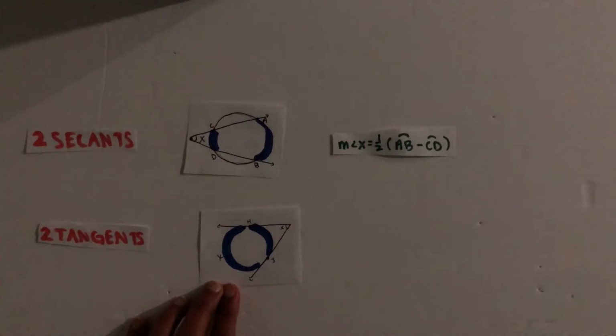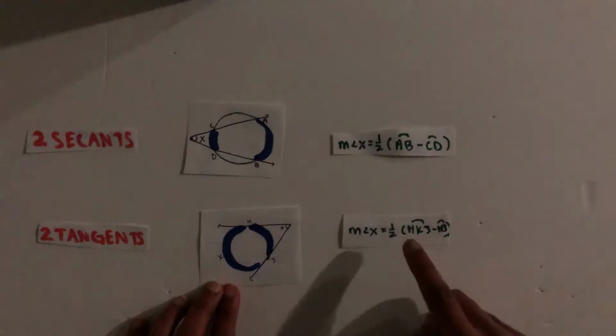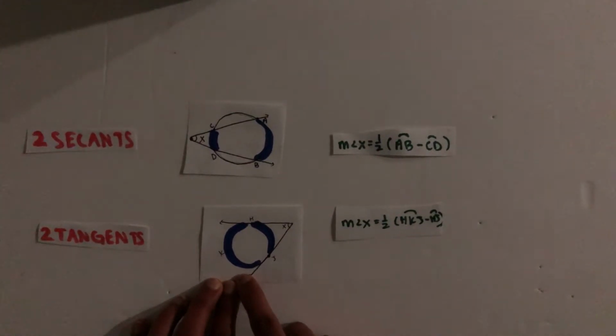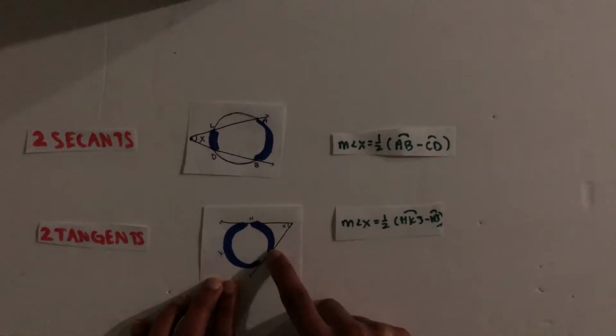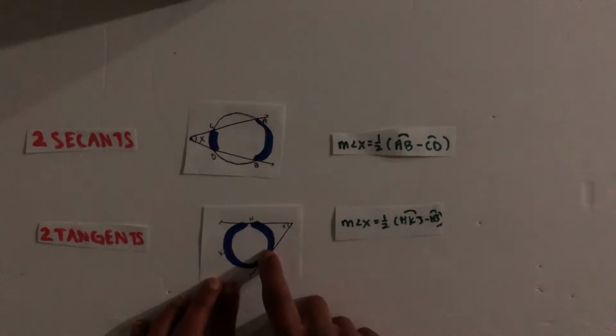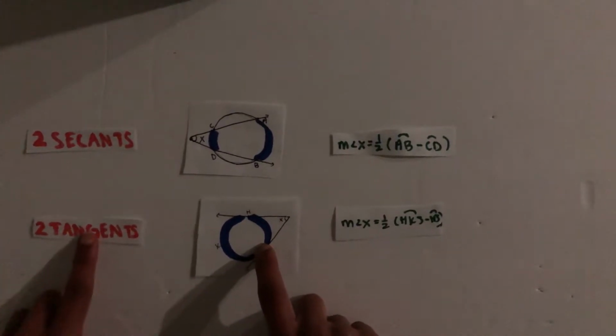And this would be the equation to find the measure of angle x. The measure of angle x is equal to 1/2 of the measure of arc HKJ minus the measure of arc HJ. And we can use that when we have two tangents.